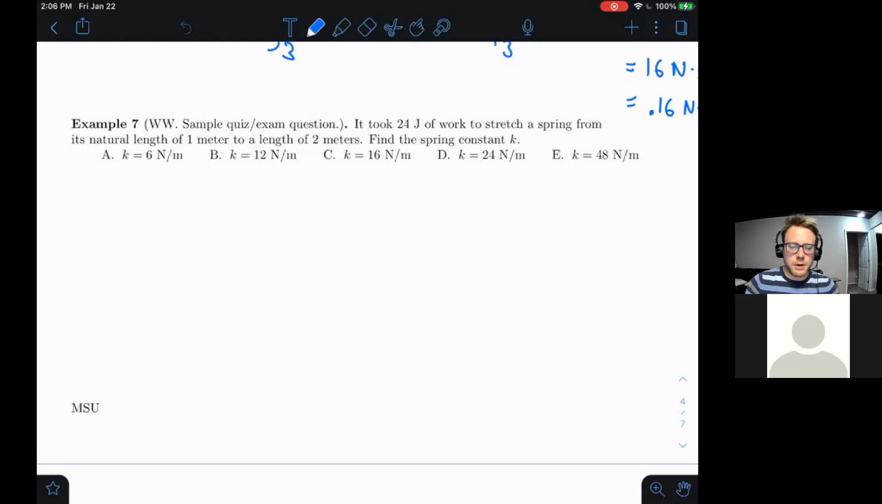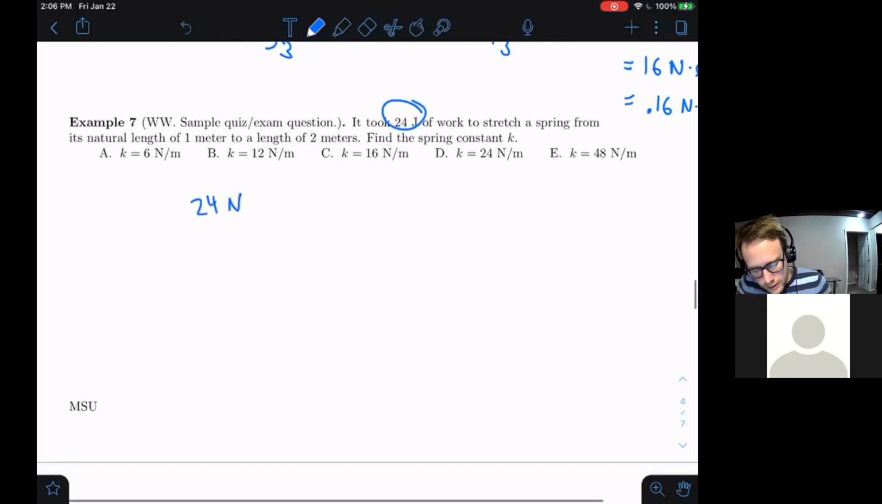All right, that's probably been enough time here. Let me show you the wrong way to do this, and then I'll show you the correct way. So it took 24 joules of work. Remember that joules is another way to say Newton meters. So you could say this is 24 Newton meters to stretch a spring from its natural length of 1 meter to a length of 2 meters.